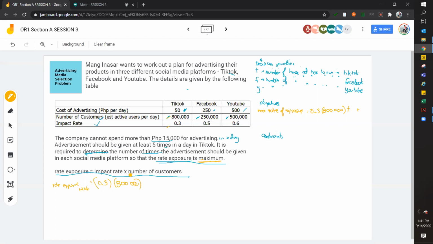And then plus, tama ba? Times letter F. Then plus 0.6 times Y. Yan. So, meron na tayo na objective. Then, pwede nyo i-simplify na lang yan or pwedeng as is, yan na yun. Okay? Questions?